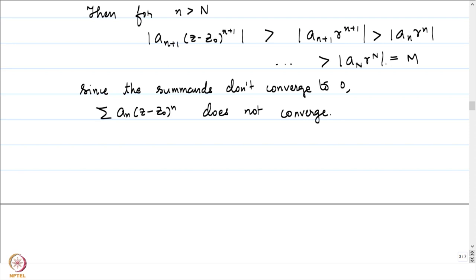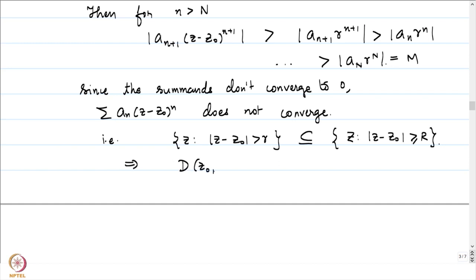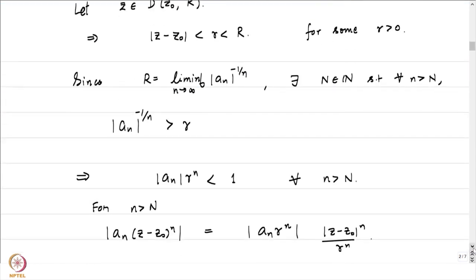What was the z that we picked? The z was, that means the set of all z such that mod z minus z0 is greater than small r. This is contained in the set of all z such that mod of z minus z0 is greater than or equal to capital R. This just tells us that D(z0, r) is contained in the set of all z such that mod z minus z0 is less than or equal to small r. I could have just directly written that capital R is less than or equal to small r, and this is true for all r greater than capital R.